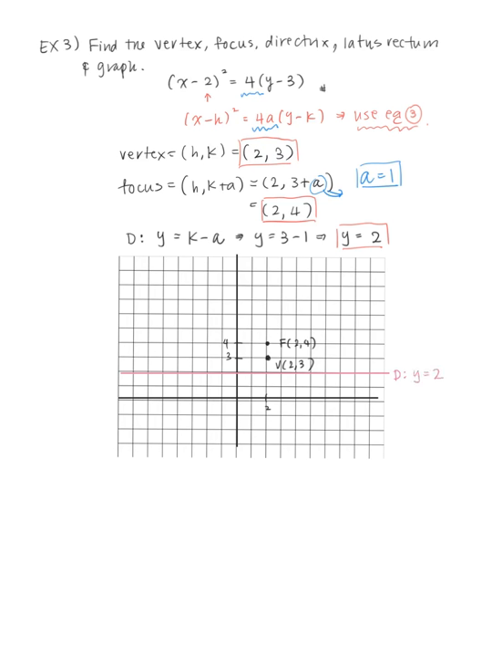Okay, now you know what to do. We're going to have to find the latus rectum. So let's do that. If I draw a straight line through the focus, that line is y equals 4. So to find the latus rectum, we're going to set y equals 4. Then we're going to have (x minus 2) squared equals 4 times (4 minus 3).